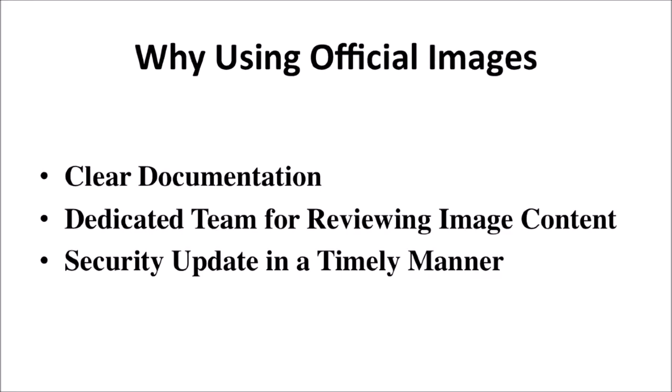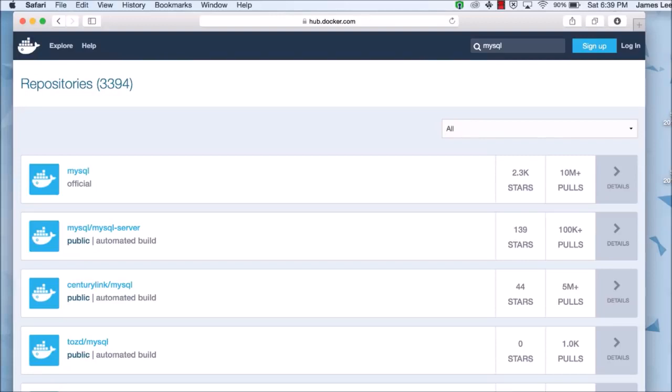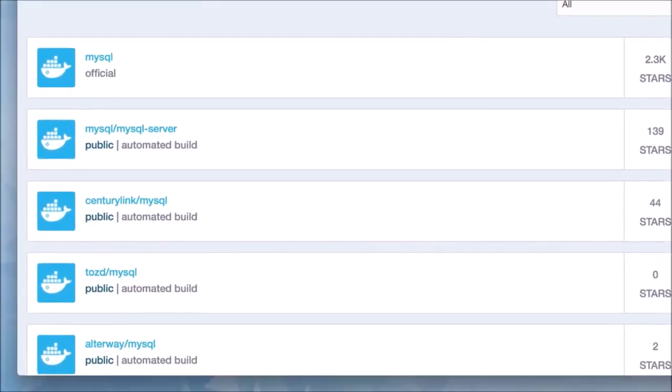So when we get started with Docker, try to use official images so that we can get the most support from the community. All the other repositories are also MySQL repositories, which presumably contain MySQL images. They are contributed by other users in the community. So how can we tell which one is an official image and which is not?